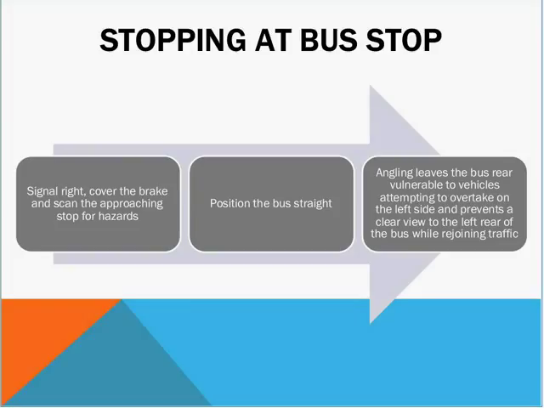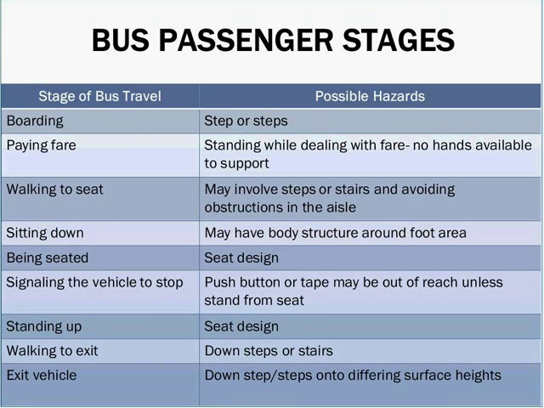These are some of the guidance that is given to bus drivers in terms of approaching the bus stop. Signal right that they're coming into the bus stop, position the bus, things of that nature. I'm going to go through this very fast. The bus passenger, these are the various stages of a bus passenger, from boarding to exiting the vehicle. These are the various activities that take place in that process of boarding the bus and also exiting the bus.